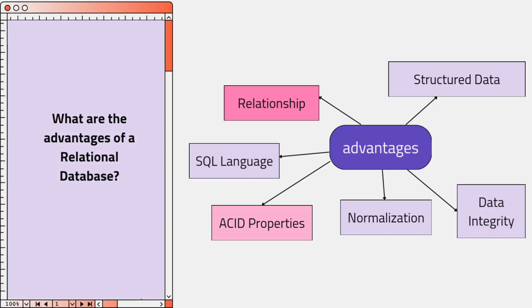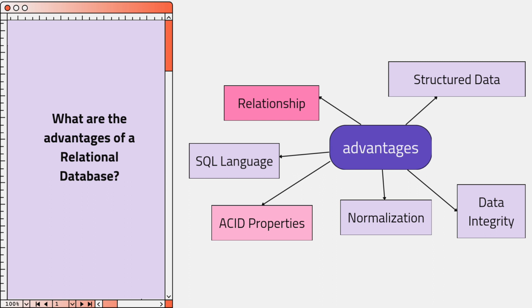The advantages of relational databases. Structured data. Relational databases provide a structured and organized way to store and retrieve data, making it easier to understand and manage. Data integrity. The use of primary and foreign keys enforces data integrity, reducing the risk of inconsistencies and errors in the database.